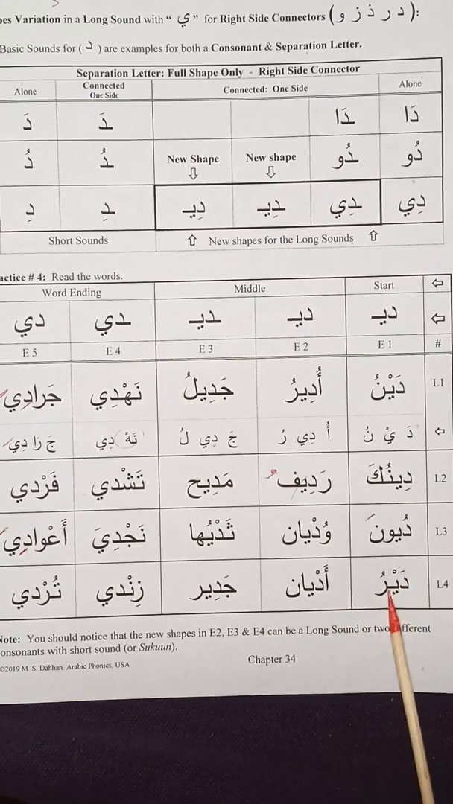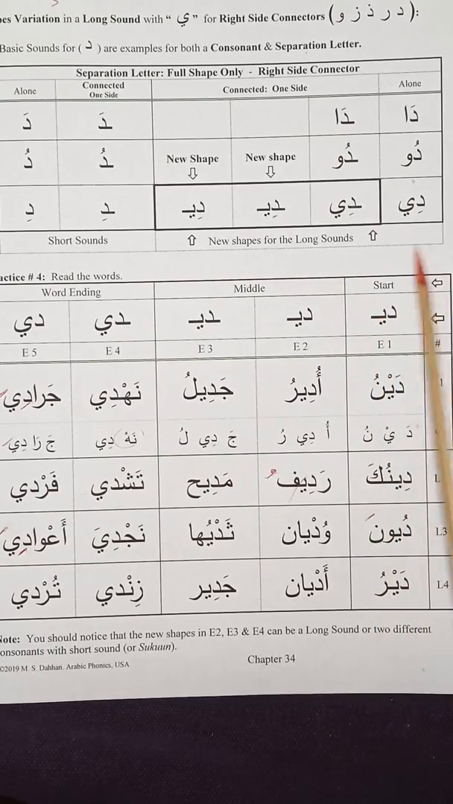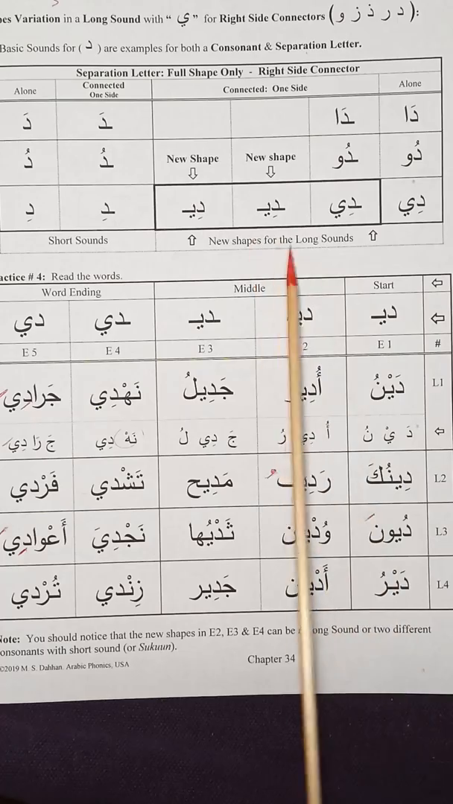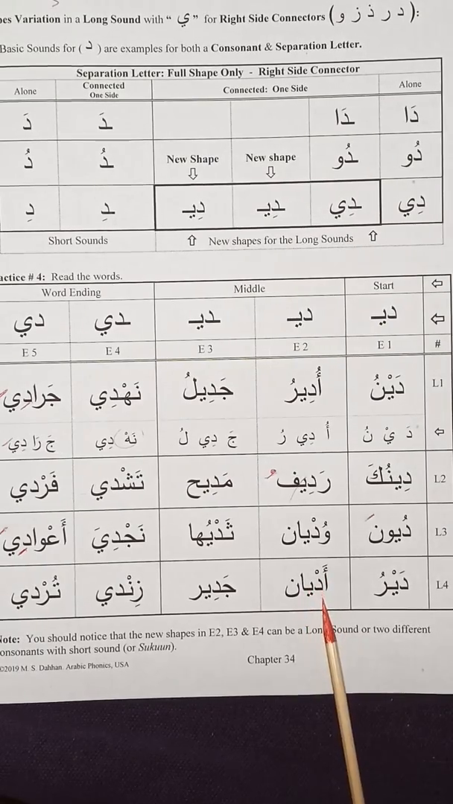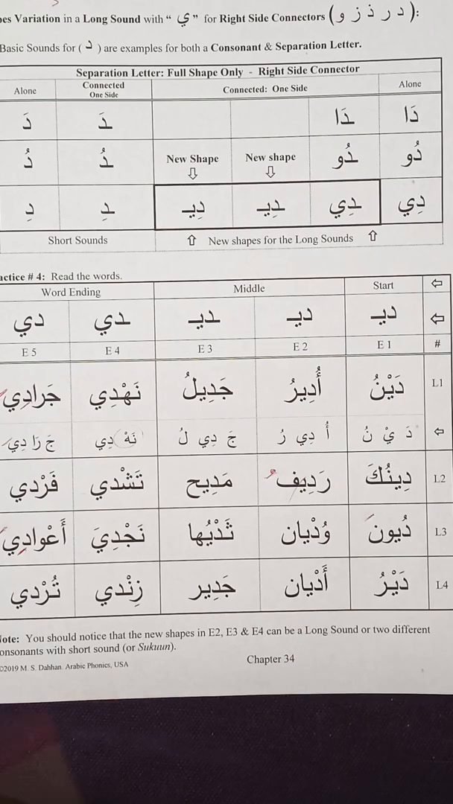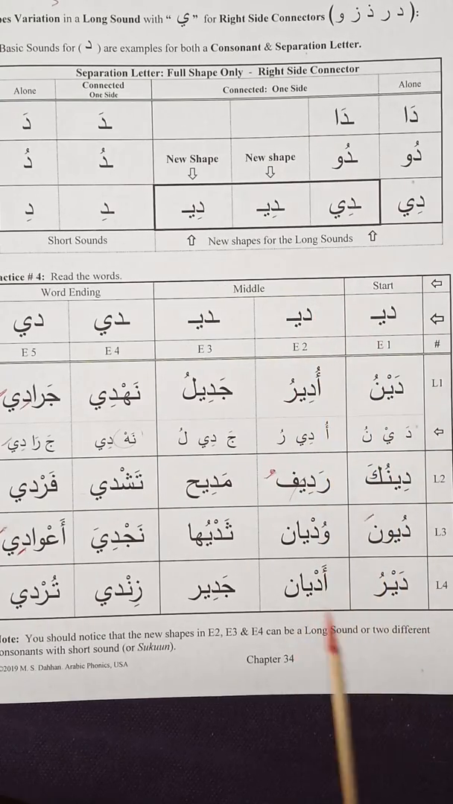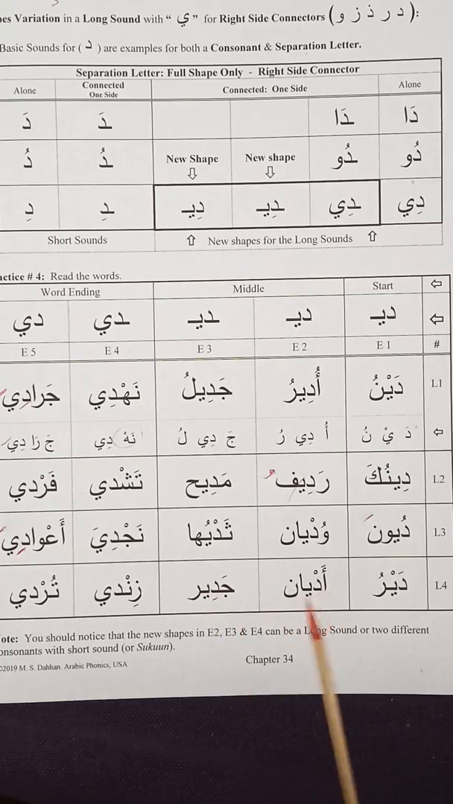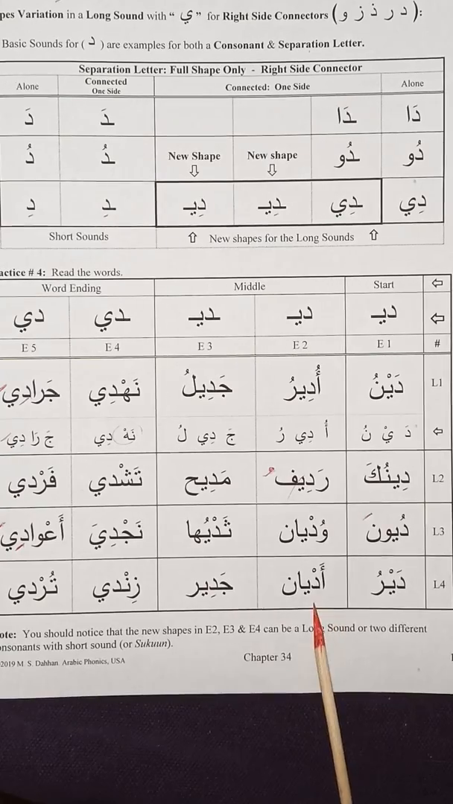Here, dayru. Again, this is the shape here, but it's not that. This shape is not this long sound here. Why? Because they have different voweling. Dayru. Ad yan. Same. Here, this one, because the first consonant has sukoon, what comes next won't be a long sound. It will be something else, and it's another sound totally. Ad yan.